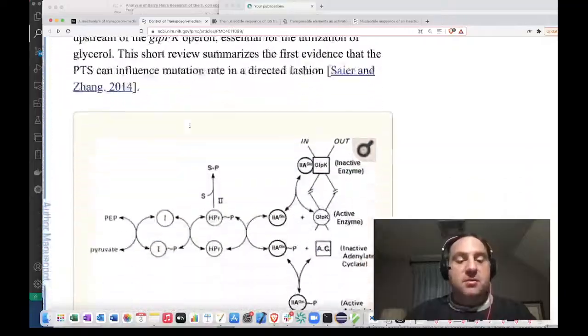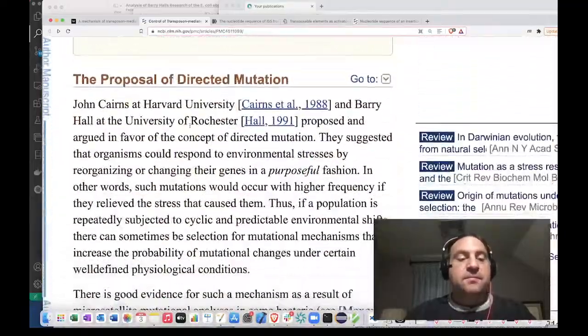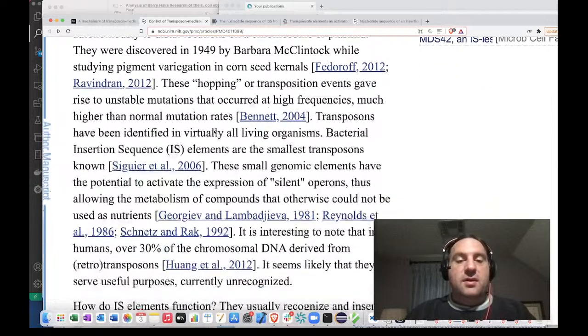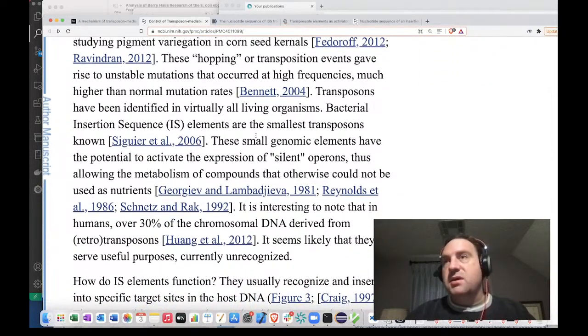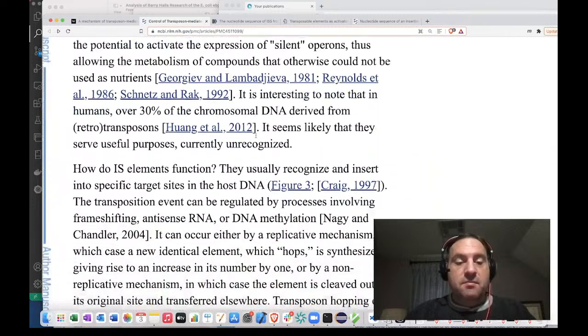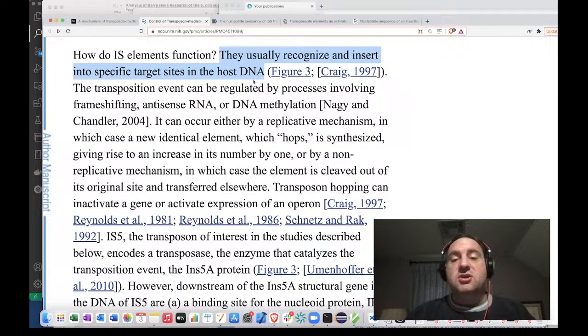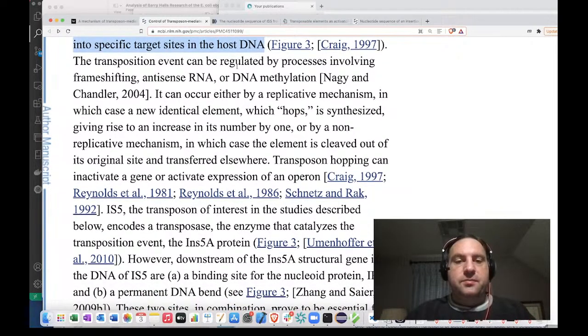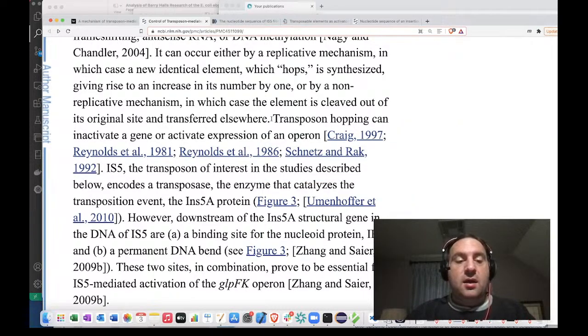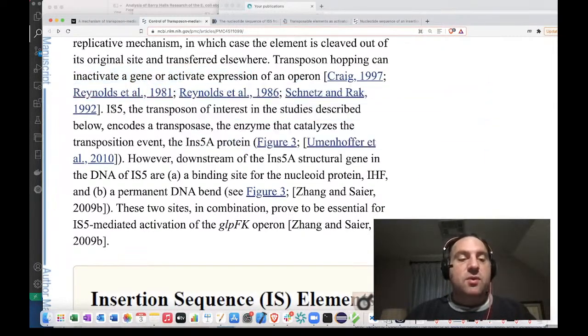Okay, so let's back up a little bit and talk about insertion sequences. Transposons are jumping genes. They break into two kinds. They're either going to be insertion sequences that can be replicated all over the genome. They usually recognize and insert into specific target sites in host DNA. It can occur either by a replicative mechanism, in which case a new identical element is synthesized, or by a non-replicative mechanism, in which case the element is cleaved out of its original site and transferred elsewhere. It can inactivate a gene, activate expression of an operon, and so on. So here we're talking about a specific one called IS5.